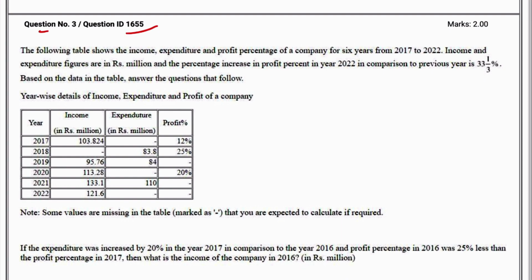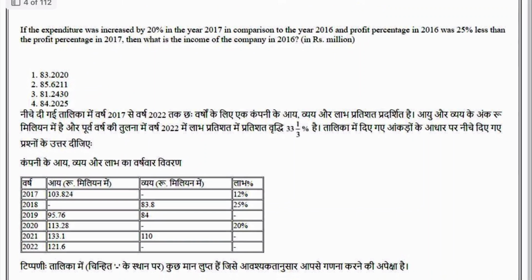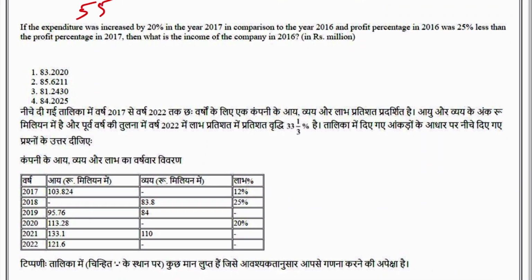Next is 55. Same question, same data. Question 55 says, if the expenditure was increased by 20% in the year 2017 in comparison to the year 2016, and the profit percentage in 2016 was 25% less than the profit percentage in 2017, then what is the income of the company in 2016? Now 2016 is not mentioned anywhere, so we have to calculate it.